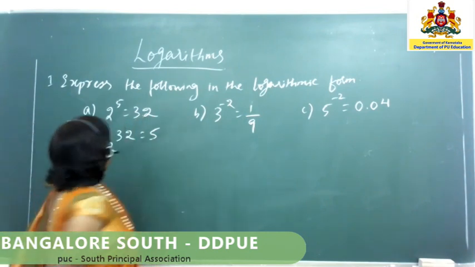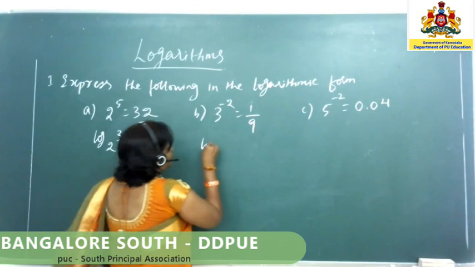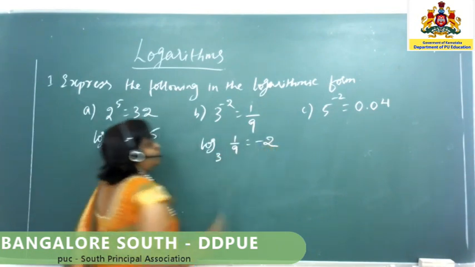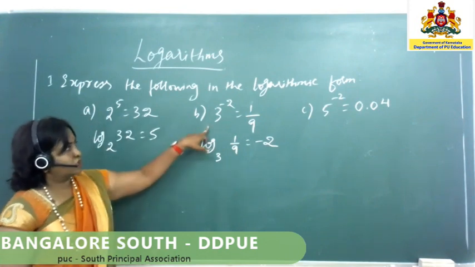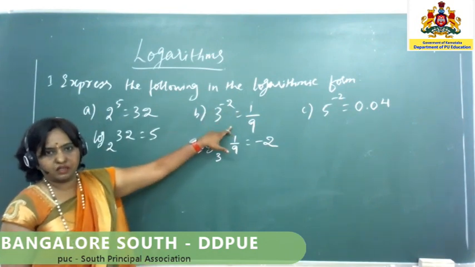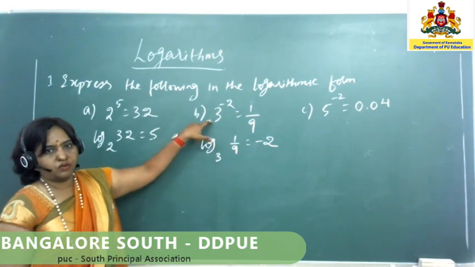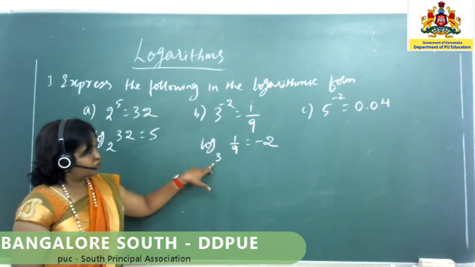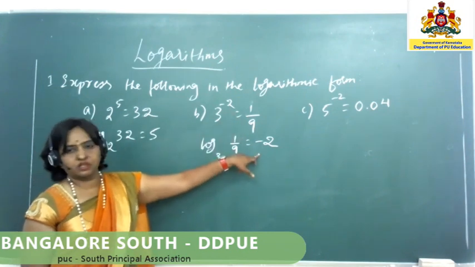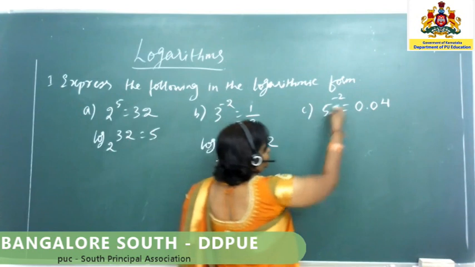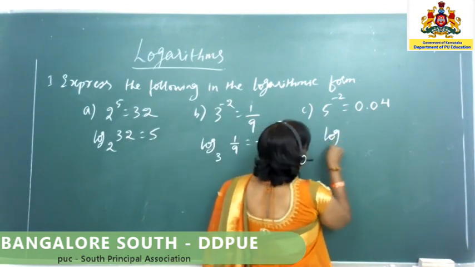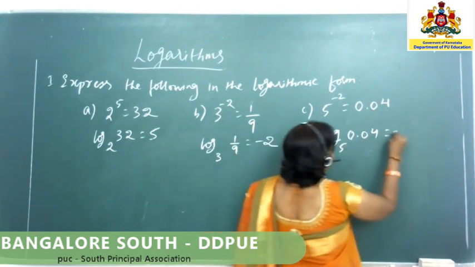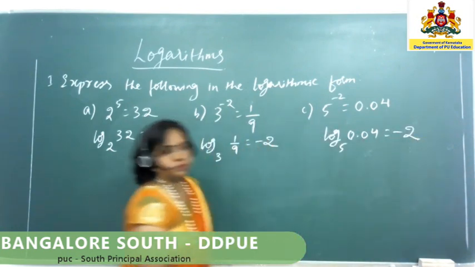In the same way, this can be written as log 1 by 9 to base 3 is equal to minus 2. So 3 to the power of minus 2 is equal to 1 by 9, this is in exponential form. When you write it in logarithmic form, this becomes log 1 by 9 to base 3 is equal to minus 2. Same way, this can be written as log 0.04 to the base 5 is equal to minus 2.